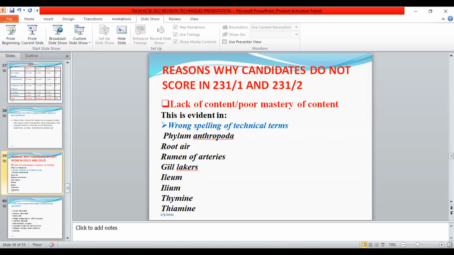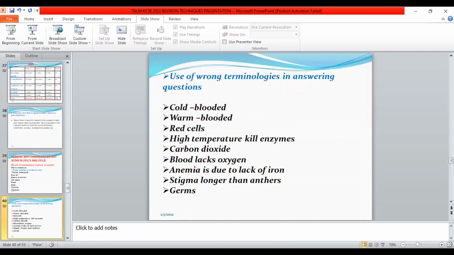The other evidence of wrong terminologies in answering questions, move to the next slide, is that students use wrong terminologies when they are answering questions. The wrong terminologies, of course, are a result of the wrong content, whereby you will find the students still talking about cold blooded when they are supposed to talk about poikilothermic, and warm blooded when they are expected to talk about homeothermic. And my dear colleagues, it's important that we instill in our learners that these two terminologies.